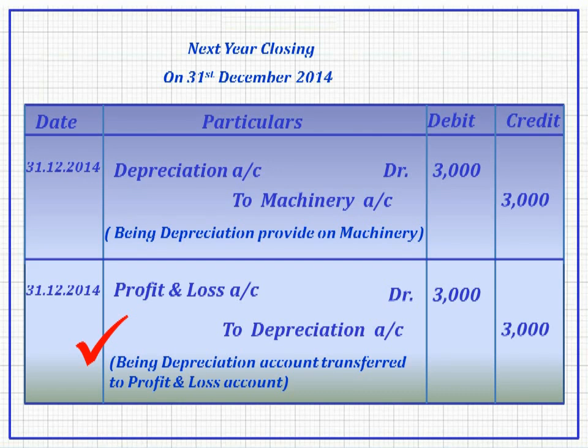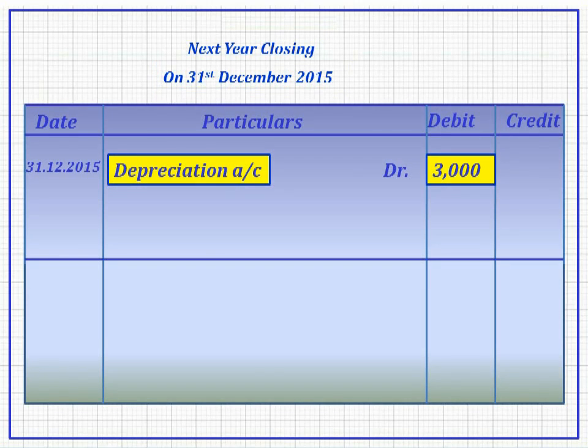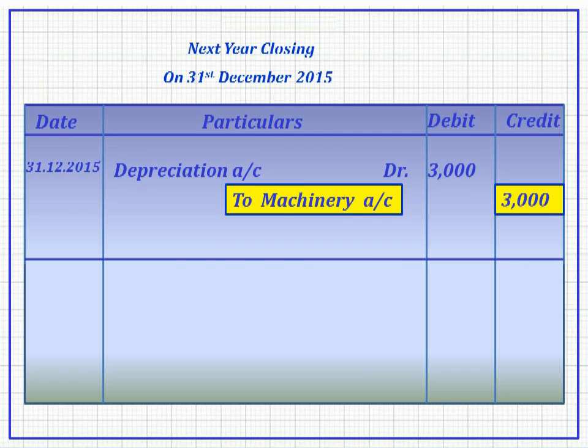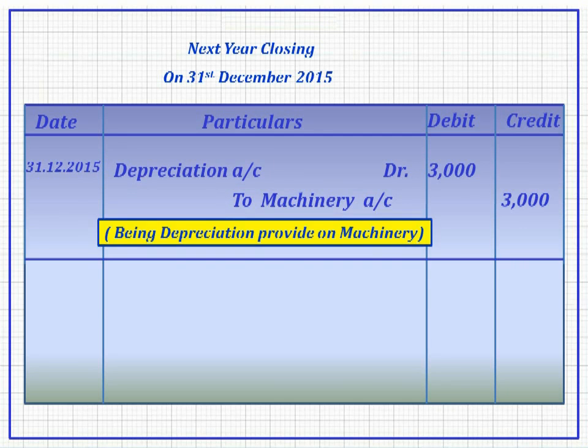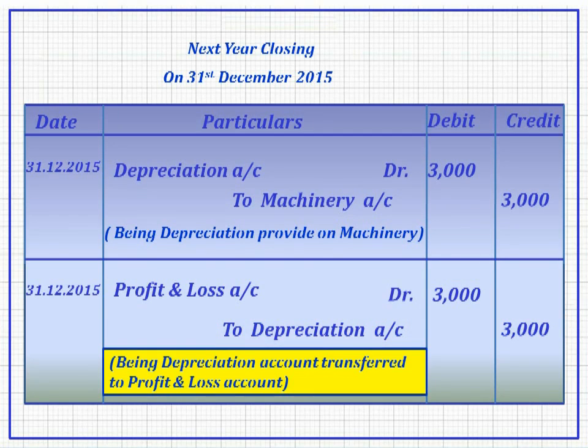Now, 31st December 2015. So we have to pass two journal entries. Provide depreciation and then transfer depreciation account to profit and loss account. So what will be the first journal entry? Depreciation account debit to machinery account, and then profit and loss account debit to depreciation account. Rupees 3000 for both of them. In this way, we have completed the question.